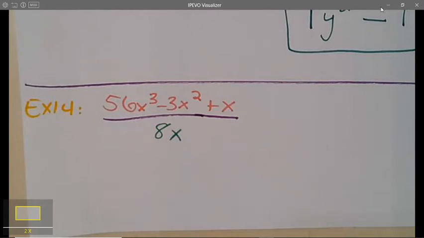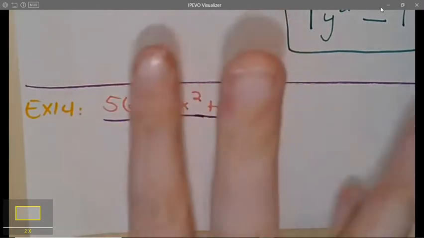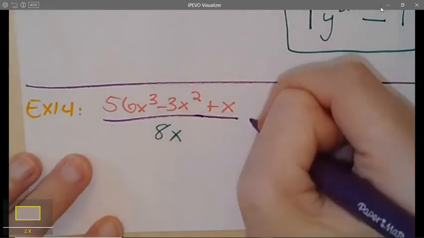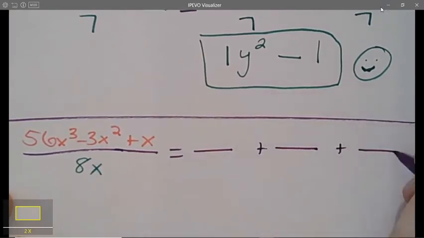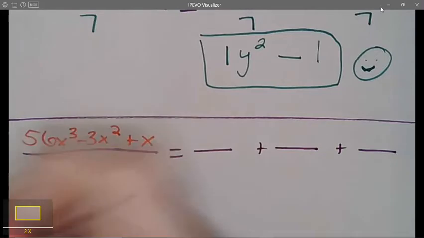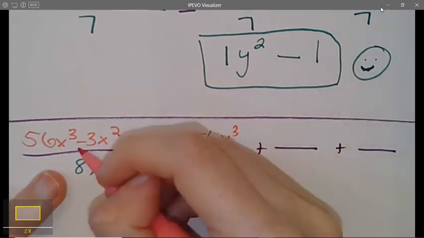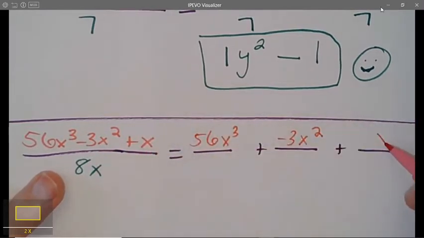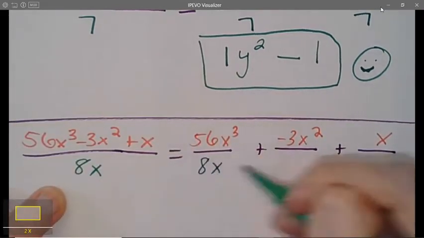Okay, so again, I'm going to divide the entire denominator into every single term in my numerator, which I have 3 terms in the numerator. So I'm going to divide 3 times. Okay, so my first term is 56x to the third. My next term is negative 3x squared. And my last term is an x. And I'm going to divide all 3 of these terms by 8x.